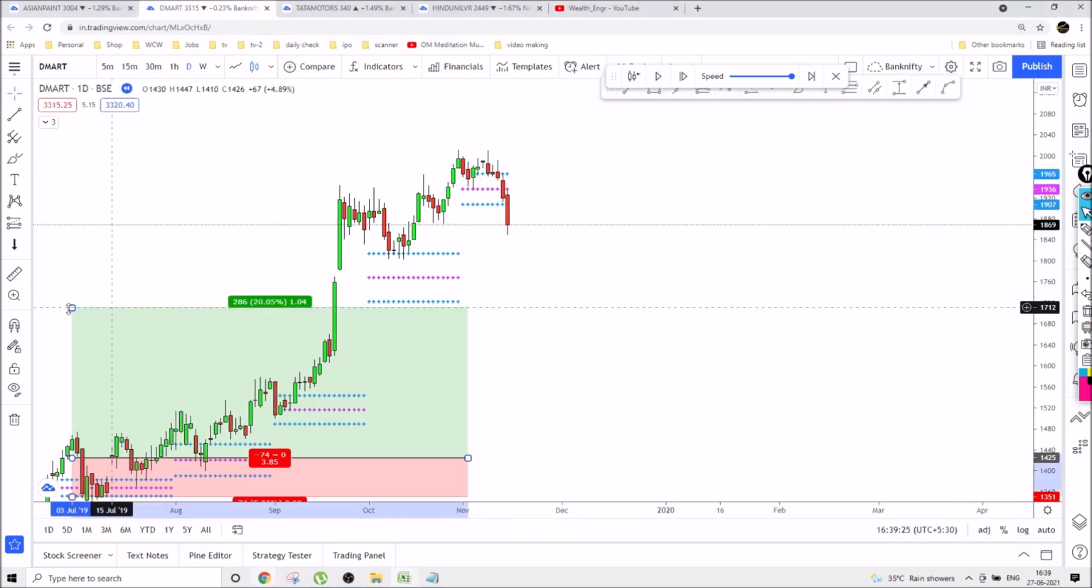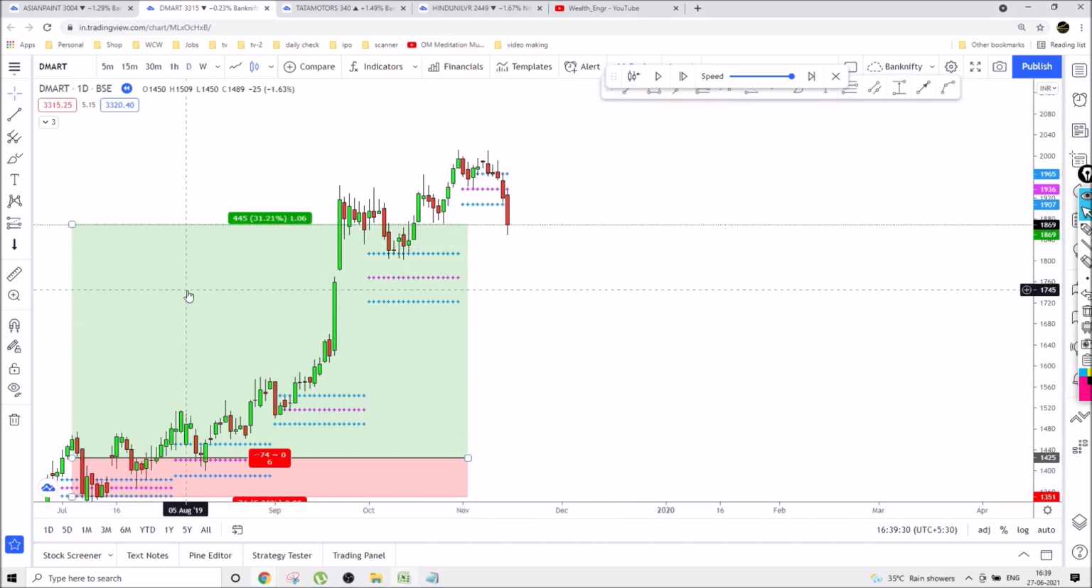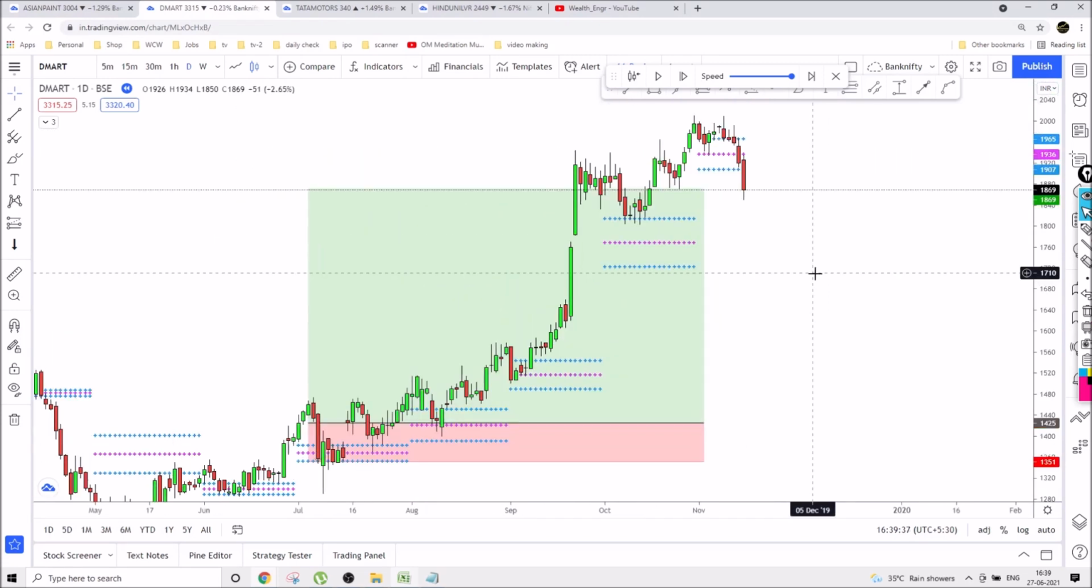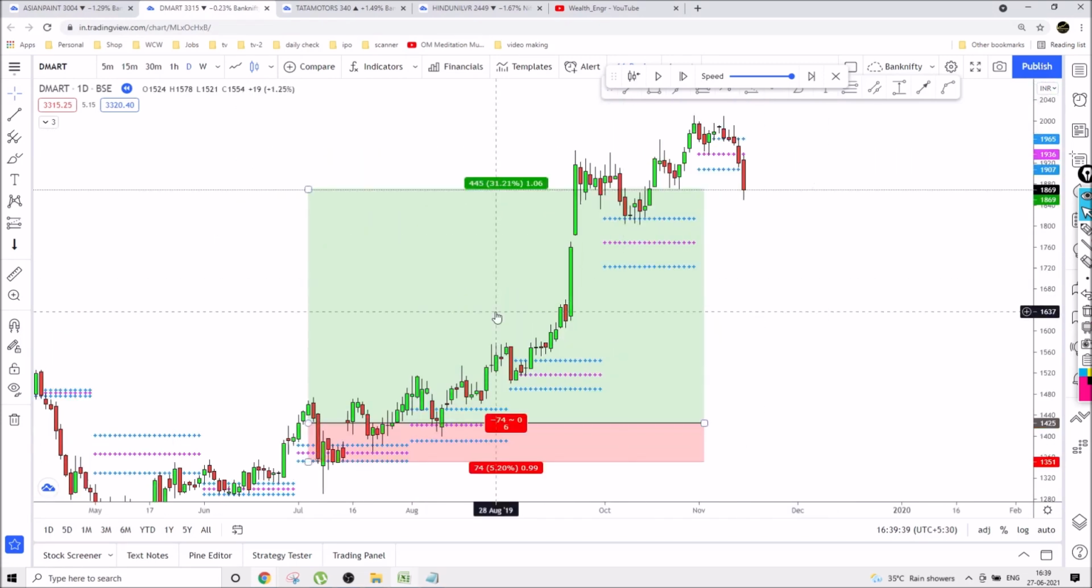Okay, now what is the profit you got? So you got a profit of 31%. Such a simple strategy, you need not break your heads. Such a simple strategy, you will get huge returns. In 3 to 4 months you got 30%, that is a huge return.